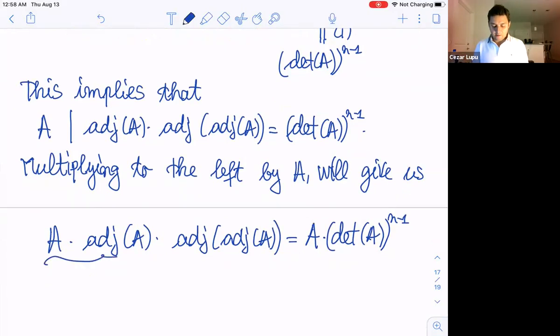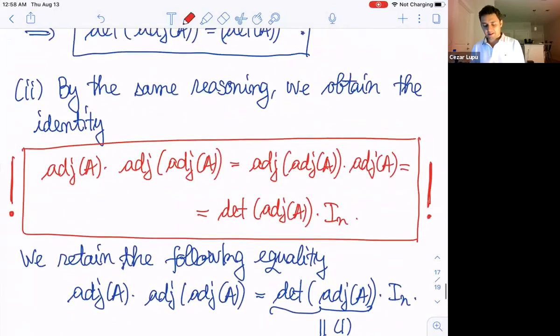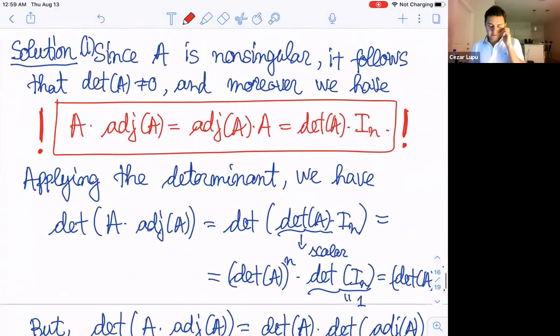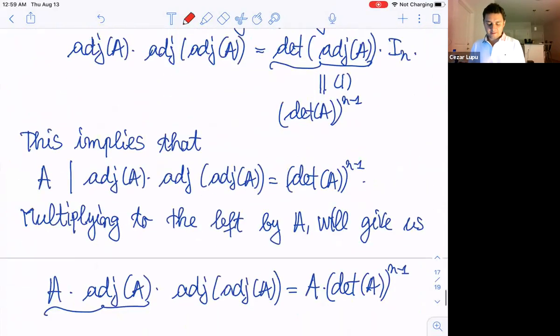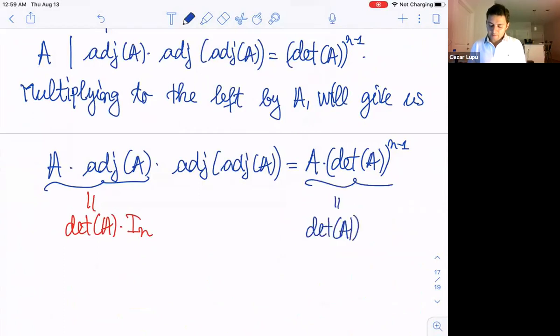But this guy here, now we're going back to our first identity. Let me go back, look here. A times the adjugate of A is the determinant of A times the identity. So this guy here is just the determinant of A times the identity, and this guy here is the determinant of A to the power of n minus 1 times A.